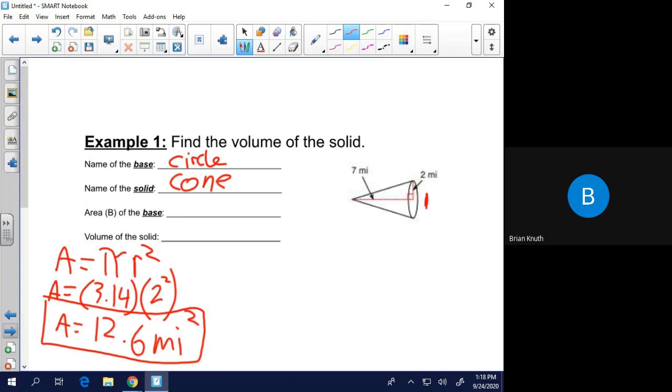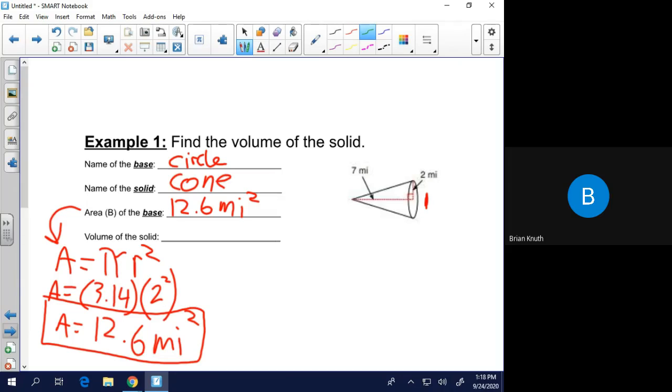All right, again, that is the area of the base, which again is my circle. So I'm going to plug that in here, 12.6 miles squared. Okay, use a different color here for the volume of the solid.